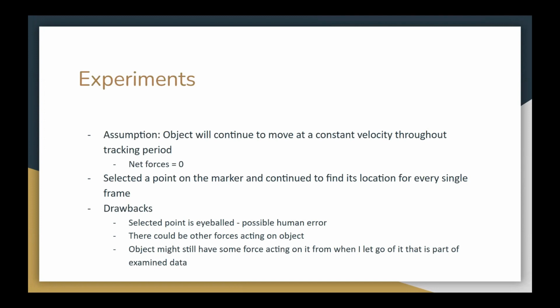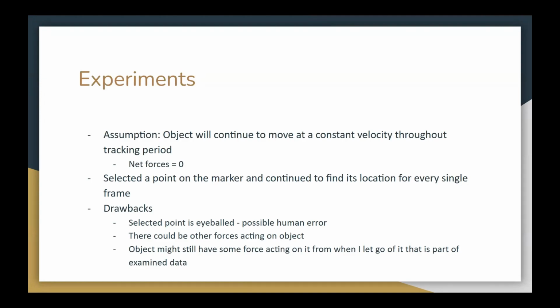We are also assuming that the selected point on the object is always at the same point in every single frame. Obviously, this will not happen because we are eyeballing every single point, so there is possibility for human error. There's also other issues such as other forces acting on the object, and also our object could be acted on by a force during the time we are tracking it.